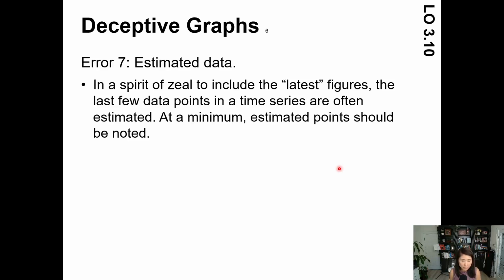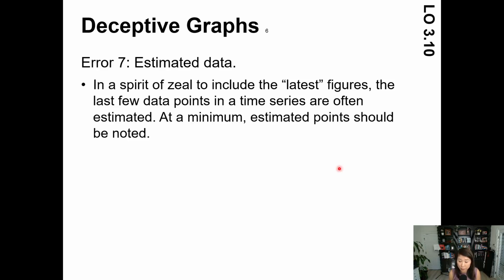And error 7 is estimated data. In the zeal to include the latest figures, the last few data points in the time series are often estimated. At a minimum, estimated points should be noted. So if you do include some estimated data, then you should note it in your data.